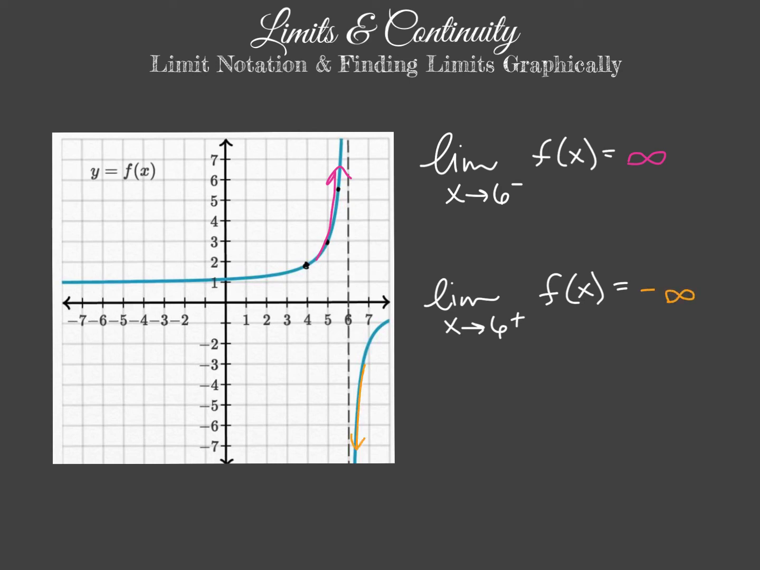Now, it is completely fine to allow one-sided limits to equal infinity or negative infinity. This is mathematically okay to say. However, we would not say that an overall limit goes to infinity. It's just one of those weird math rules that not everybody technically agrees on. Either way, these don't agree. So our overall limit as x approaches 6 does not exist.